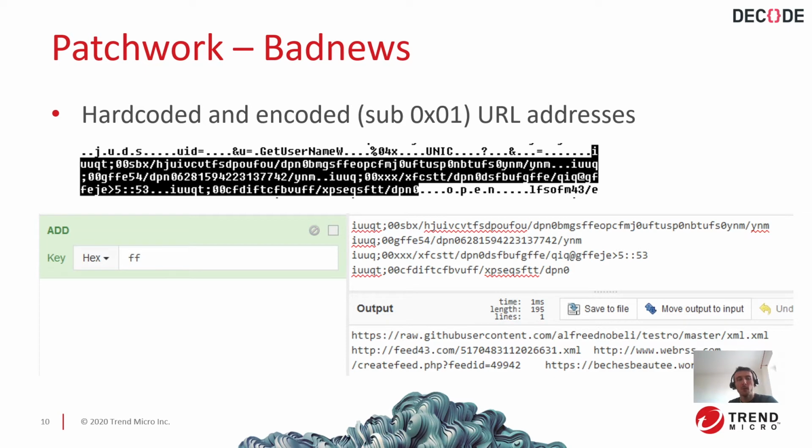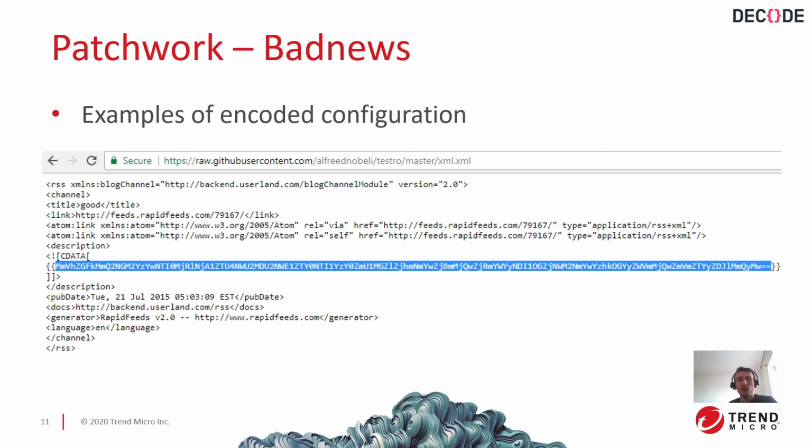There are usually some encoded strings, like in this case, starting with UUQT semicolon. After subtracting the constant value 0x01 from each character, we get these URL addresses, as you can see below, linking to GitHub user content, Feed43 web RSS, WordPress. Then when the malware, or even when we open any of these websites in the web browser, we can see a long string in the middle. This long string is base64 encoded.